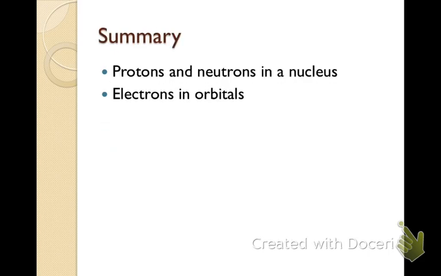So to summarize, protons and neutrons are going to be in the nucleus. Electrons will be in the orbitals in the energy levels.